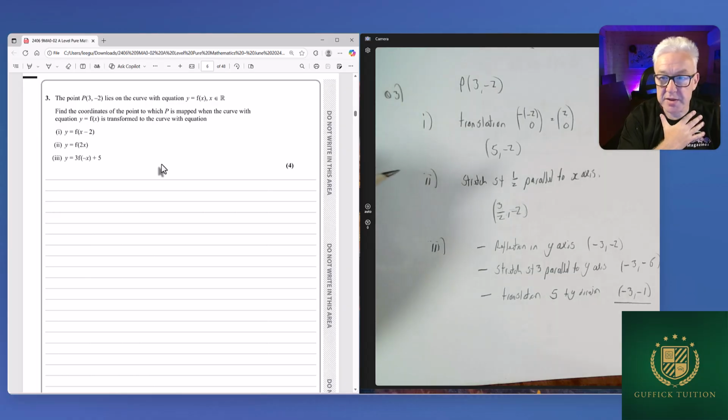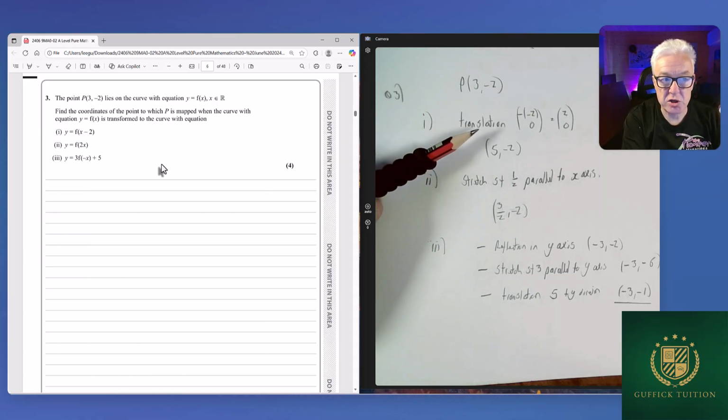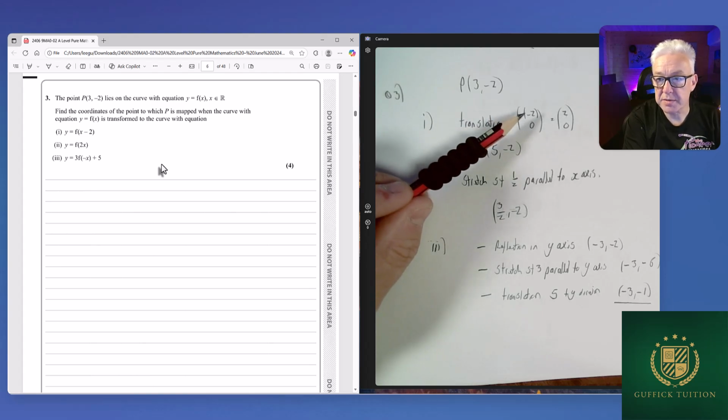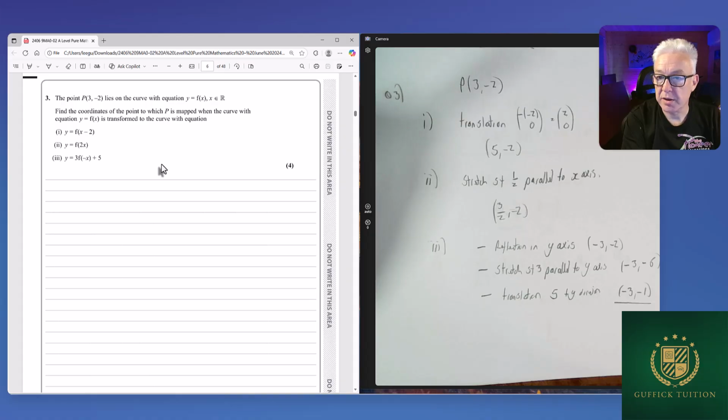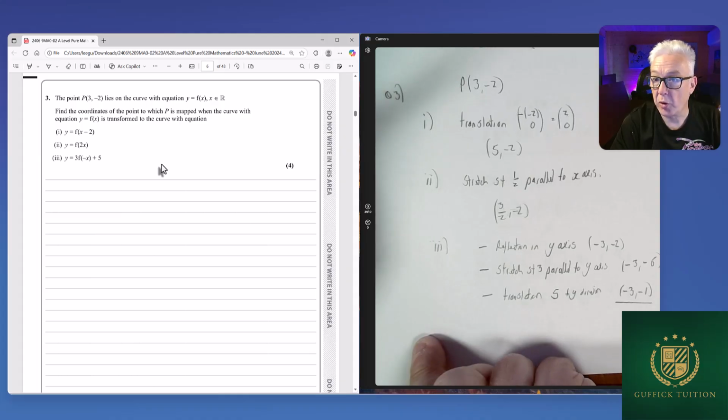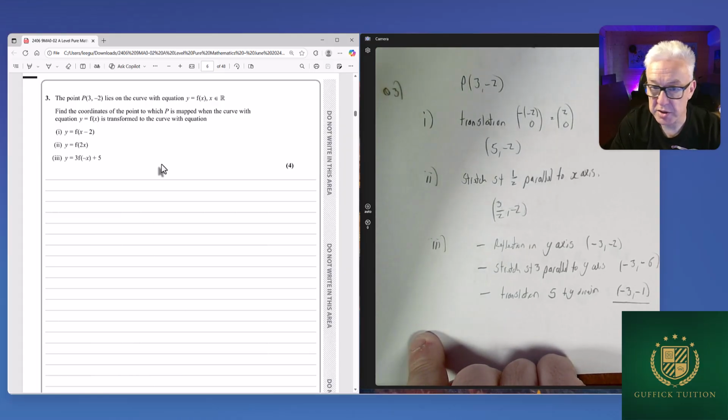So f of x minus 2, this is a translation by vector 2, 0. So the whole curve is going to move 2 to the right. So the x-coordinate is going to increase by 2. So that's going to give us the point 5, minus 2.